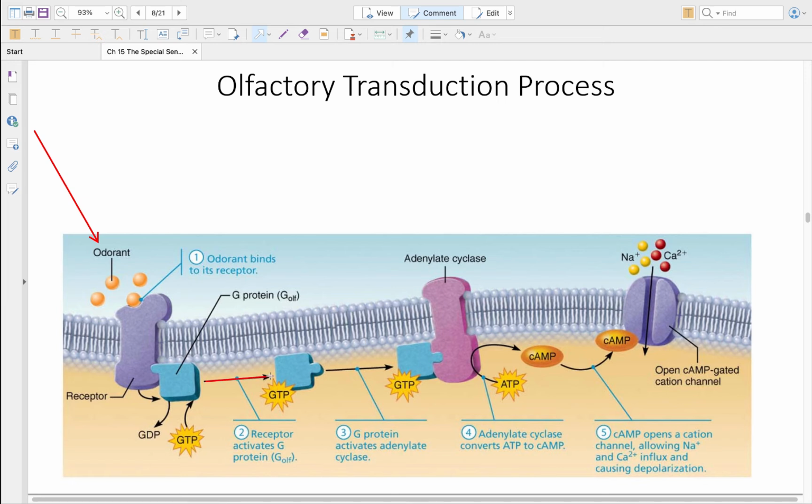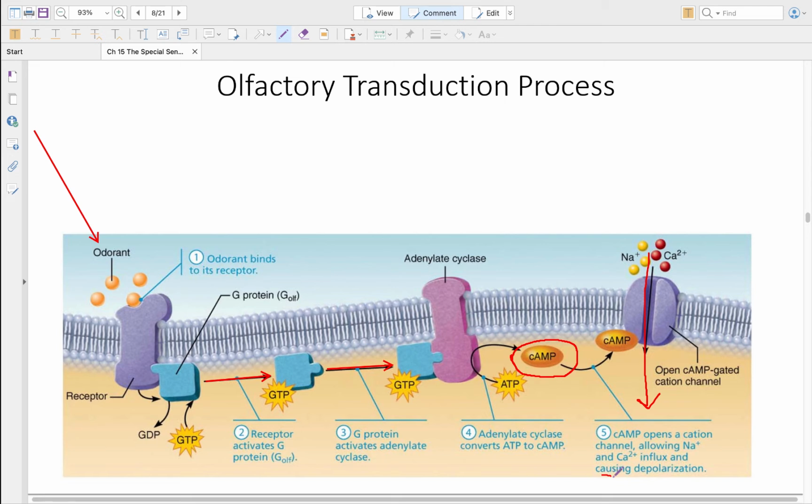Now that G protein will in turn activate a protein called adenylate cyclase, which will then convert ATP into something called cAMP, cyclic AMP. Cyclic AMP opens a cation channel, allowing sodium and calcium influx, which will depolarize the cell.